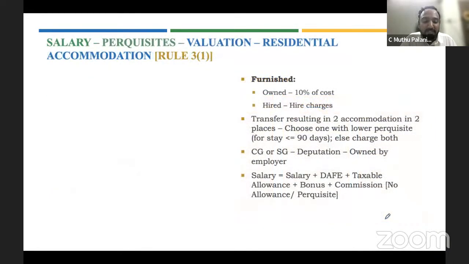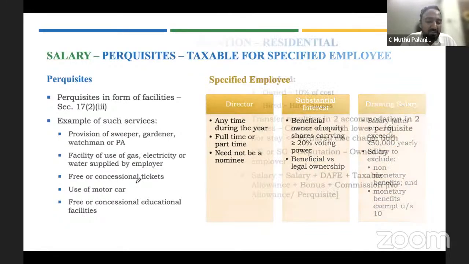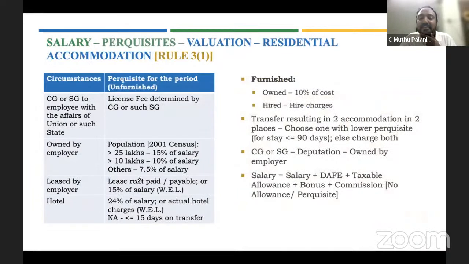Now, when you say specified employee, what all is covered? It covers the provision of sweeper, gardener, facilities of use of gas and electricity supplied by the employer, free or concessional ticket, use of motor car and educational facility. This is what we are going to understand. First, we'll understand the residential accommodation. These are all only applicable for a specified employee. Specified employees are of 3 categories: director, owning more than 20% share, and annual salary of more than 50,000 after standard deduction. Now, with respect to residential accommodation, there are 4 things listed here.